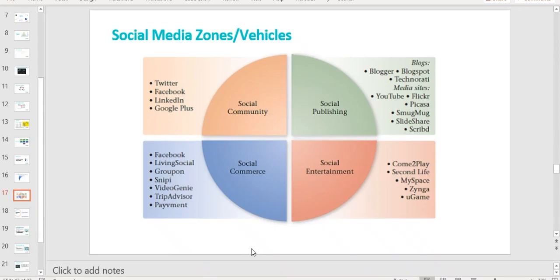The content which will be meaningful for them and they would be willing to engage with this particular content. So this is the social publishing. If you look at the social commerce, again, very straightforward. These are the platforms which are helping you to sell things.